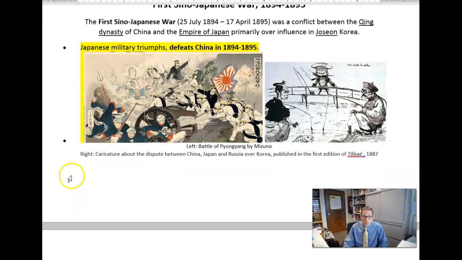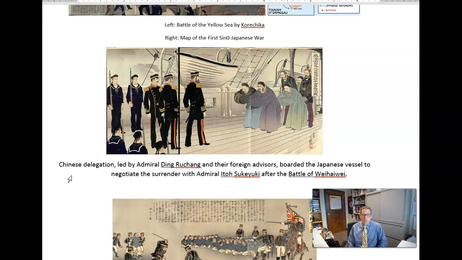Here's a picture that shows you again how rapidly Japan is able to modernize. On the left here, you see Japanese admirals taking the surrender of the Chinese fleet. These are Chinese admirals. Notice they're still wearing traditional Chinese clothing. Although the Chinese, again, are trying to modernize too. These European Imperial gentlemen here in the background are European advisors to the Japanese naval captains and admirals. So the Chinese are, of course, also trying to modernize, but Japan is able to do it more rapidly and more efficiently and more effectively.